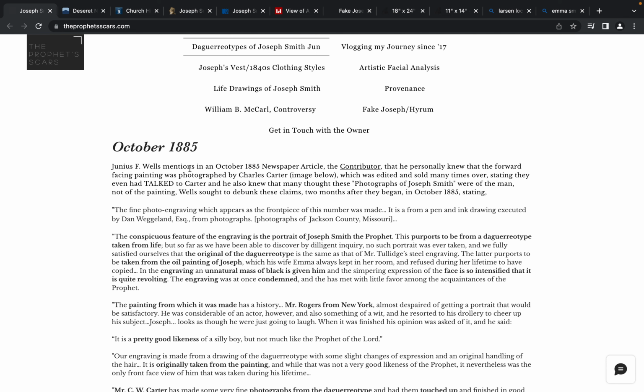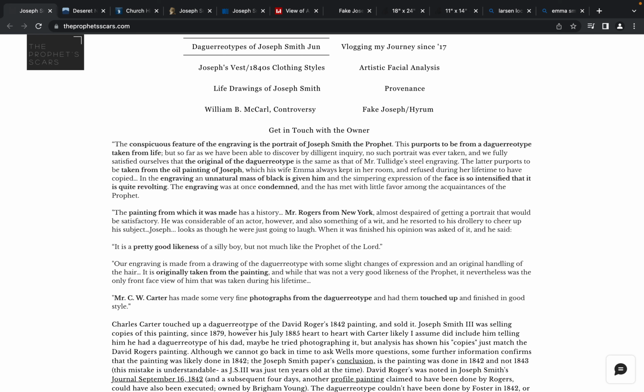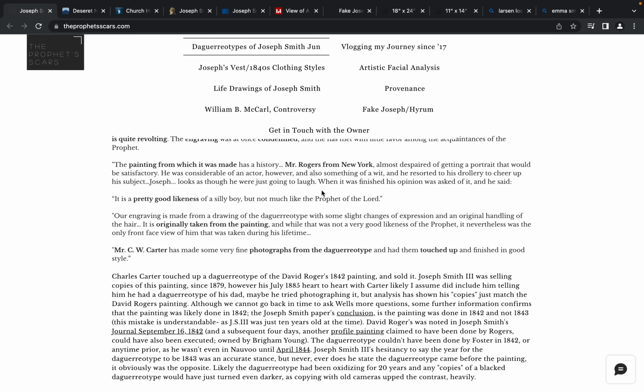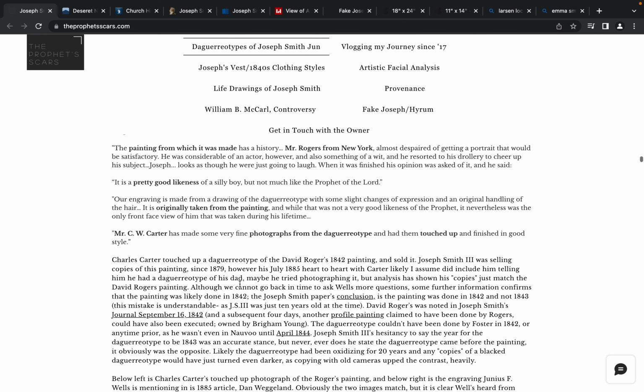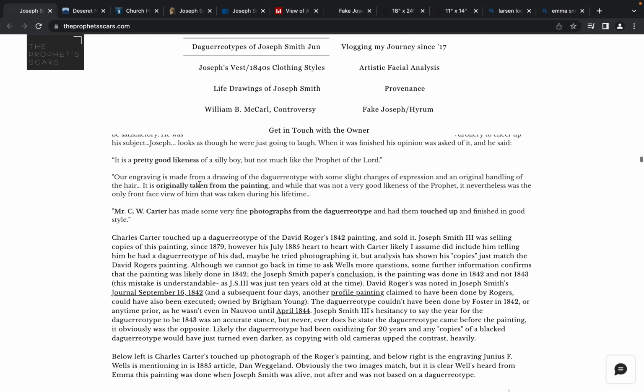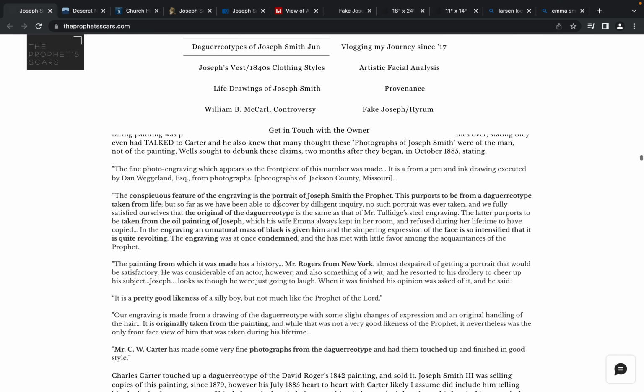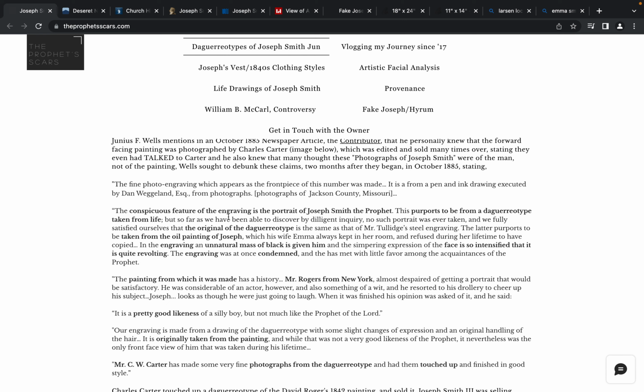And then in October, Junius F. Wells says, "Oh no, I saw the painting. That's just of the painting." And I know this story of David Rogers. And Emma said the painting wasn't even that good. It says it's a pretty good likeness of a silly boy. And they're making engravings. And so he's saying, but this is also purported to be a daguerreotype.